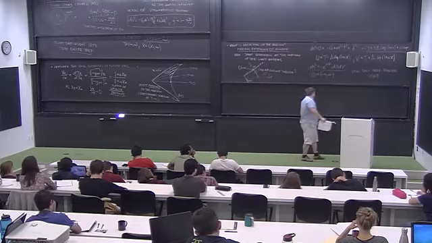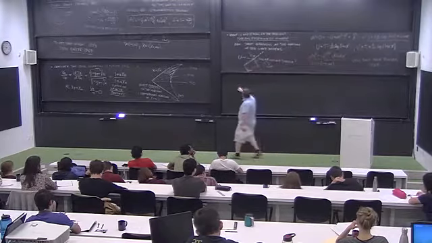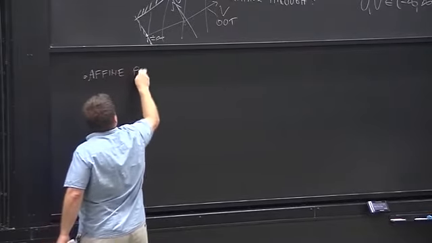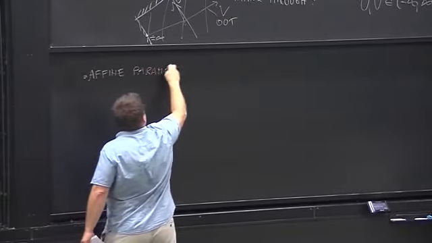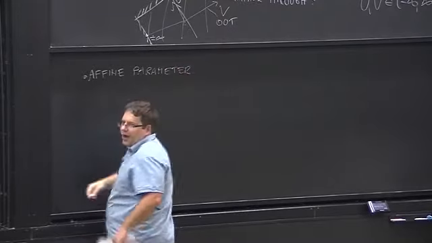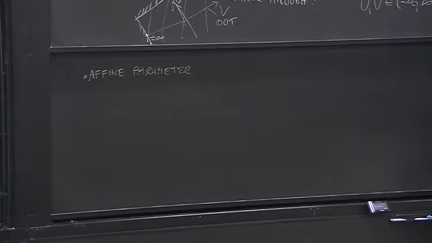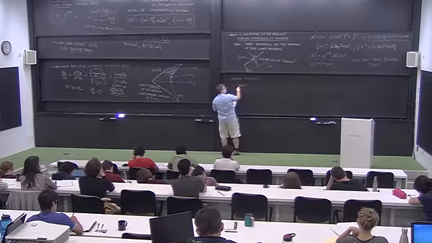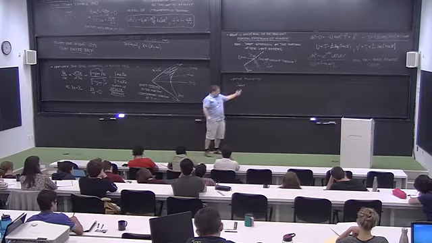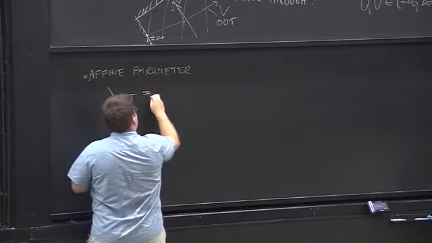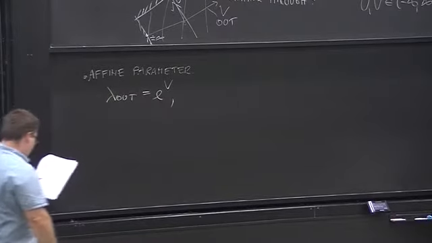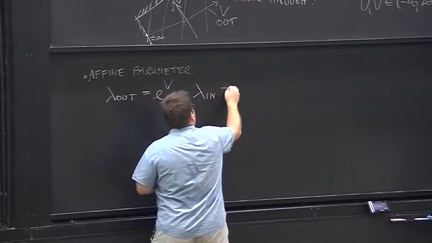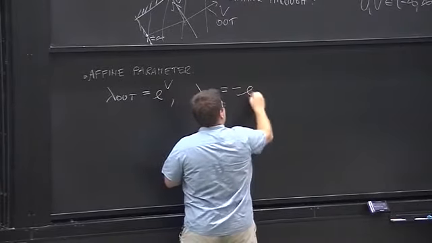So now if you want to find an affine parameter along these geodesics, really a nice parametrization of these geodesics, then you find that lambda out, my affine parameter for the out geodesic, is given by e to the v. And then for the ingoing geodesic, lambda in is minus e to the minus u.